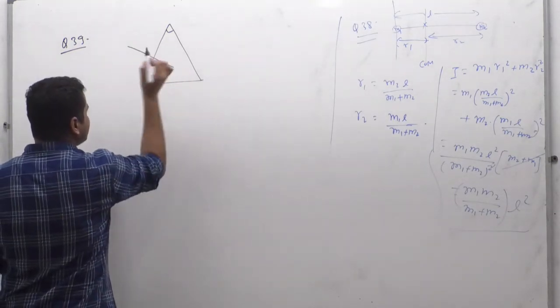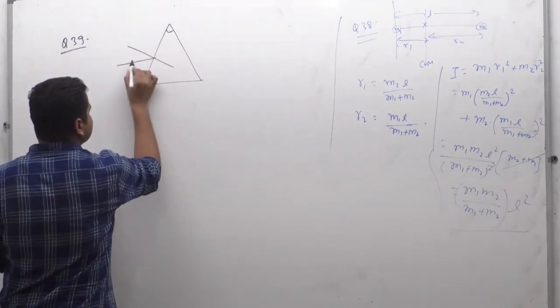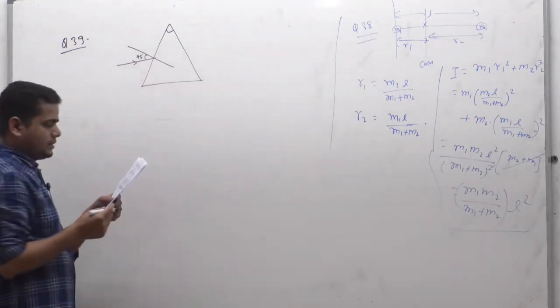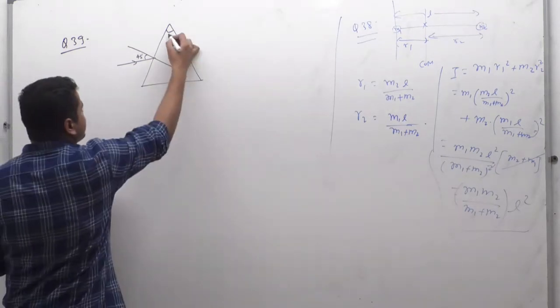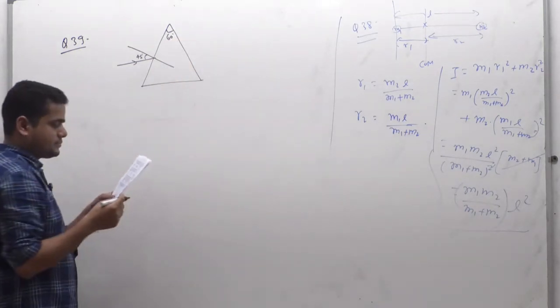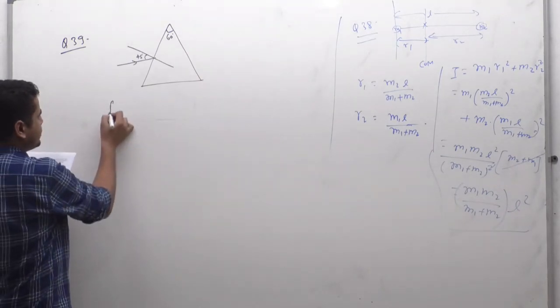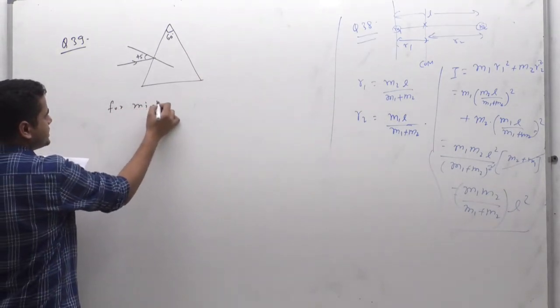So the angle of the incident ray is 45 degrees. The angle of the prism is 60 degrees. If the rays suffer minimum deviation, what is the condition for minimum deviation?